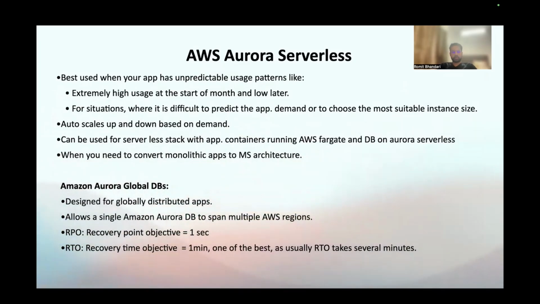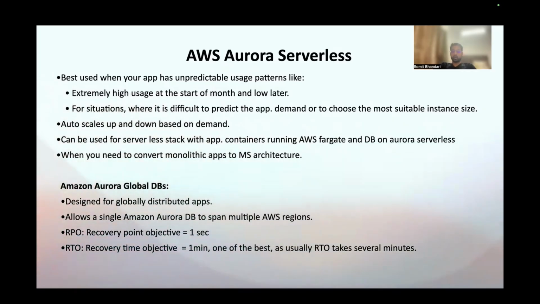There is one more concept known as Amazon Aurora Global DBs. It is designed for globally distributed apps, and allows a single Amazon Aurora DB to span multiple AWS regions. Okay. The recovery point objective is 1 second. Recovery time objective is 1 minute. One of the best. Generally RTO takes several minutes, but here with Aurora Global DBs, it is 1 minute.